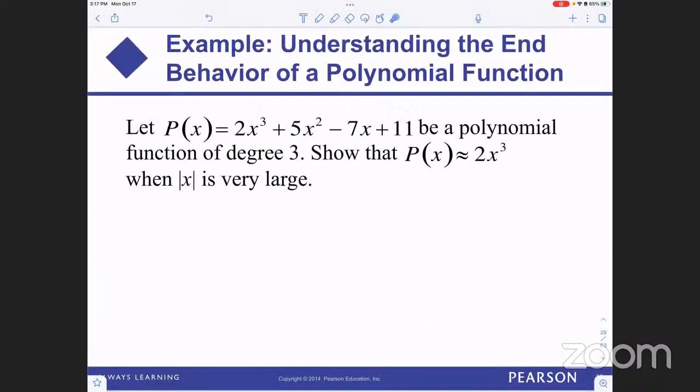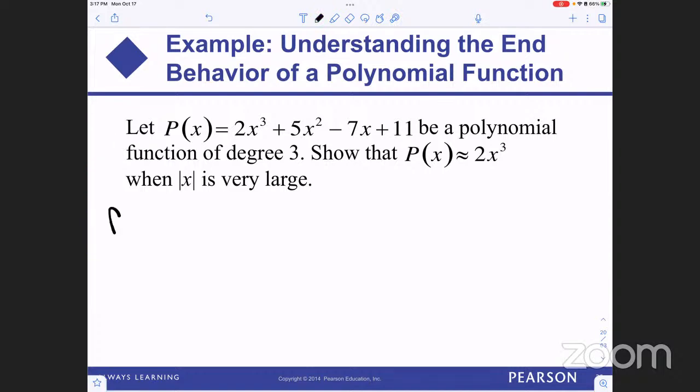All right, let's take a look at this one. Given this polynomial function of degree 3, show that this polynomial is approximately equal to the power function 2x to the power of 3 when the absolute value of x is very large, right? This is just kind of like a story. You shouldn't really be doing a lot of this, but it's just trying to put these concepts into context.